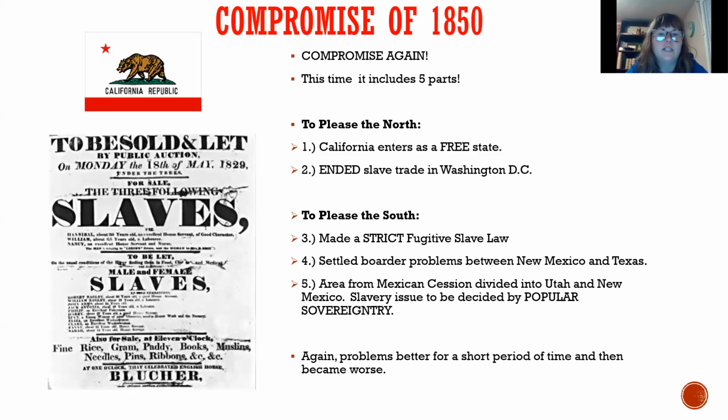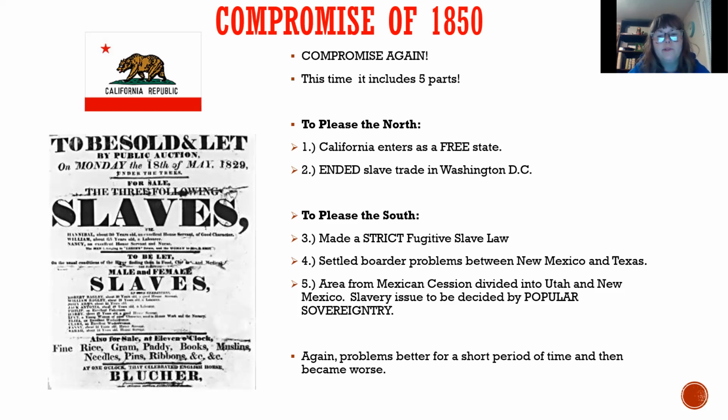So first we need to understand the Compromise of 1850. To please the North, Californians enter as a free state, and they ended slave trade in Washington, D.C. To please the South, they made a strict fugitive slave law, which meant that if a slave went to one of the northern states, they had to return them to the South and couldn't intervene.